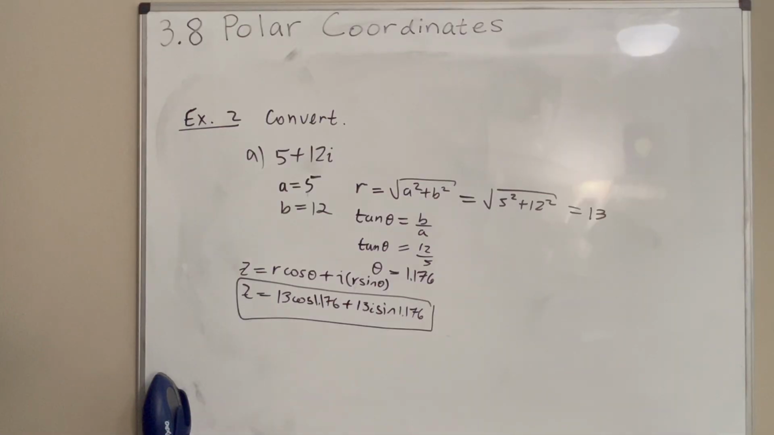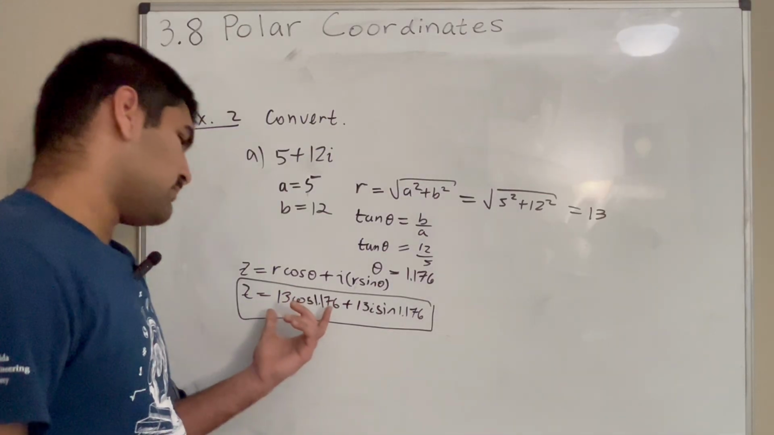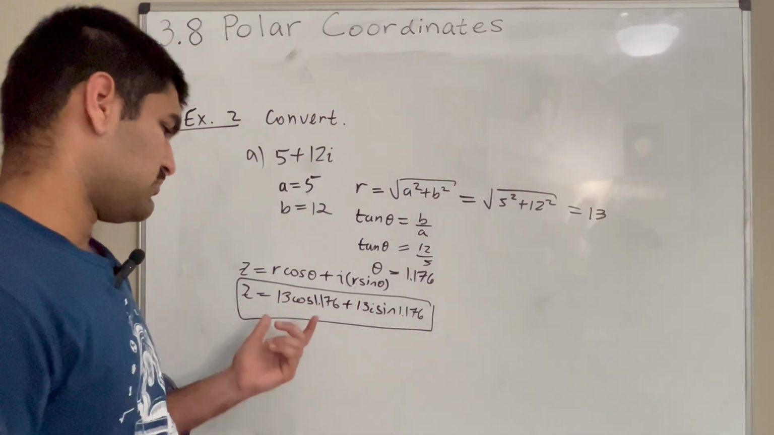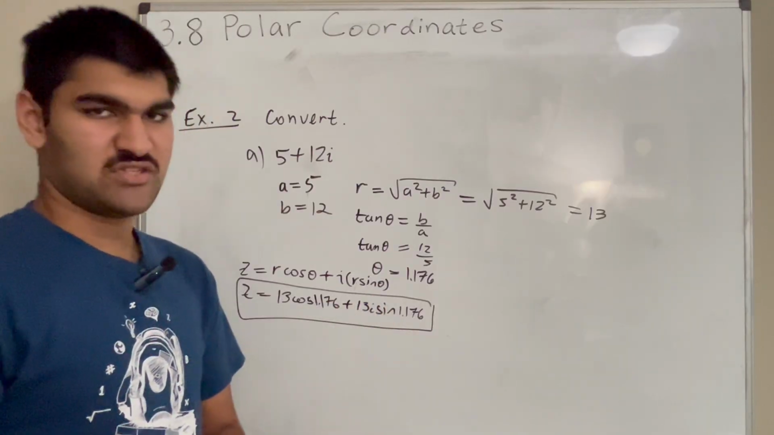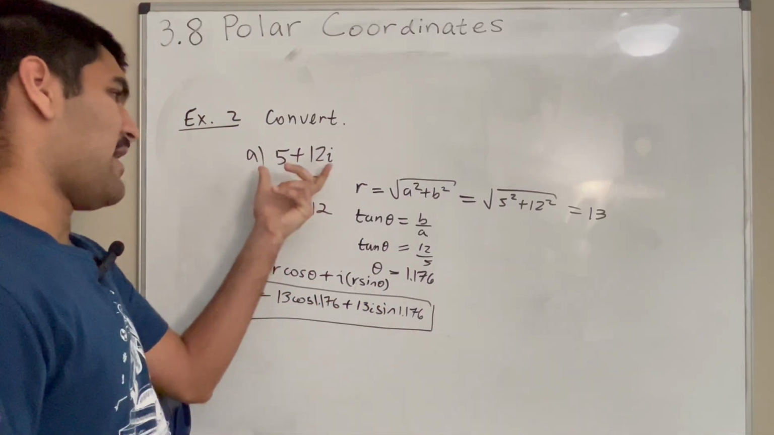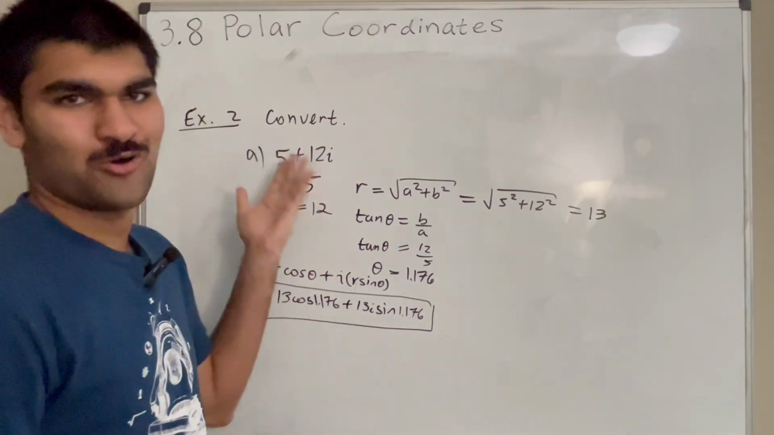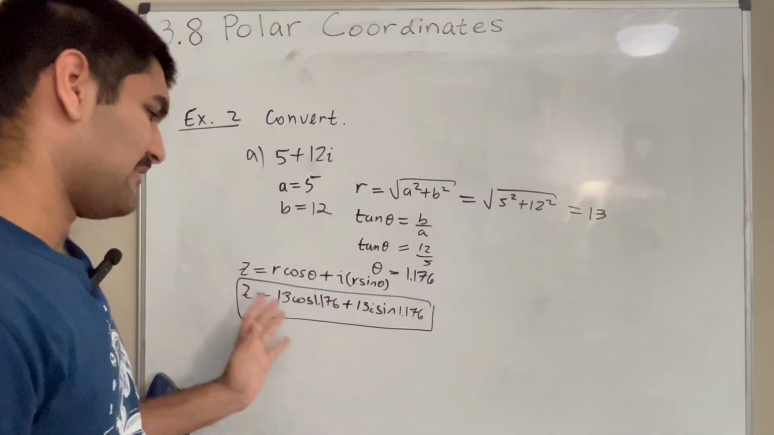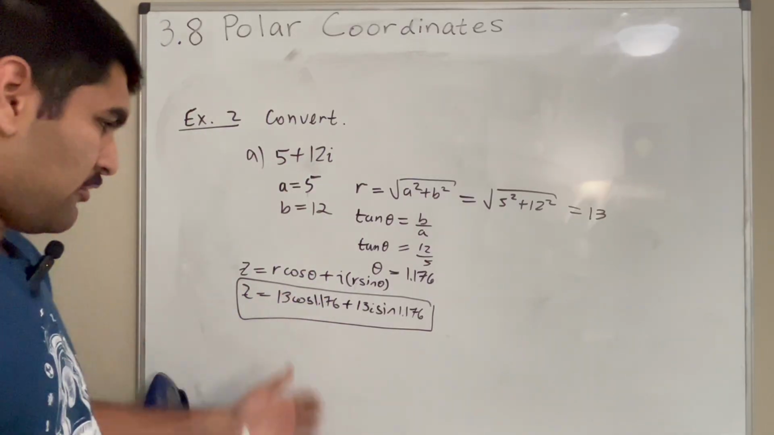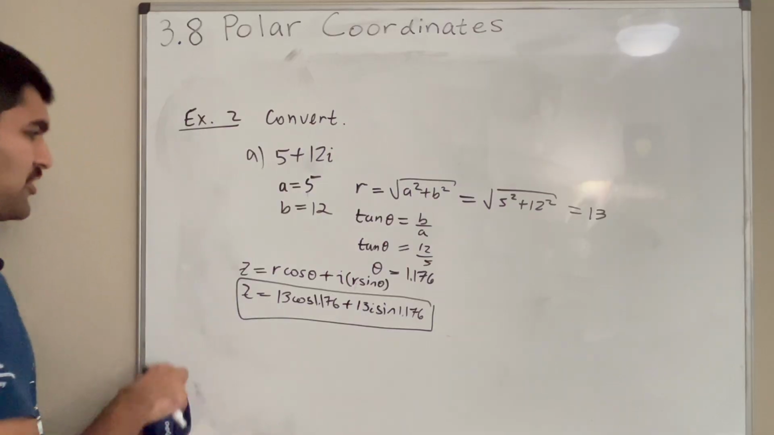Okay, and so if you simplify 13 cosine of 1.176 and 13 sine 1.176, you're just going to get the same number back, 5 plus 12i. So that kind of defeats the whole purpose of converting, which is why we just leave it like this. But yeah, that's how you convert. All right, let's do another example.